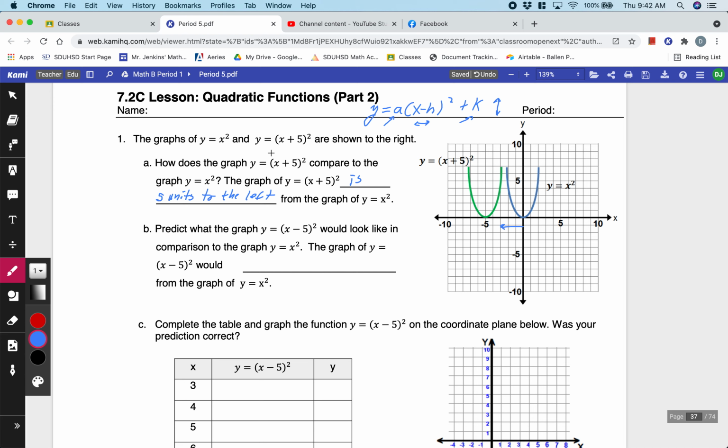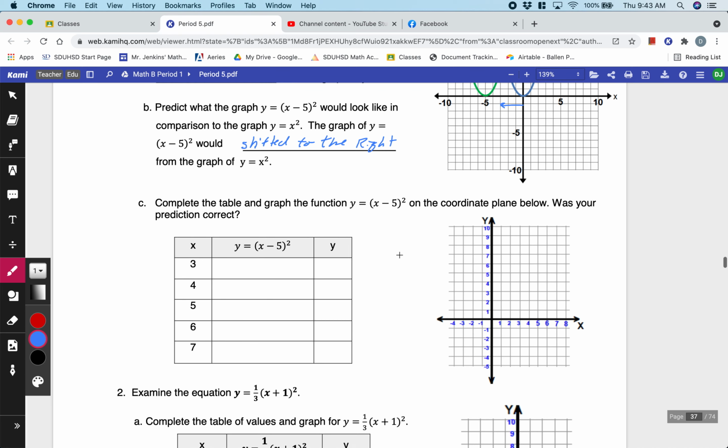Now, what I want us to do is predict: if it's a plus, it went to the left. What would it be if it was y equals (x minus 5) squared? How would the graph comparison look to y equals x squared? Well, what do you guys think? If it is plus, it went to the left. My guess is since it's minus, it would be shifted to the right. So let's go ahead and plug these in and see what happens.